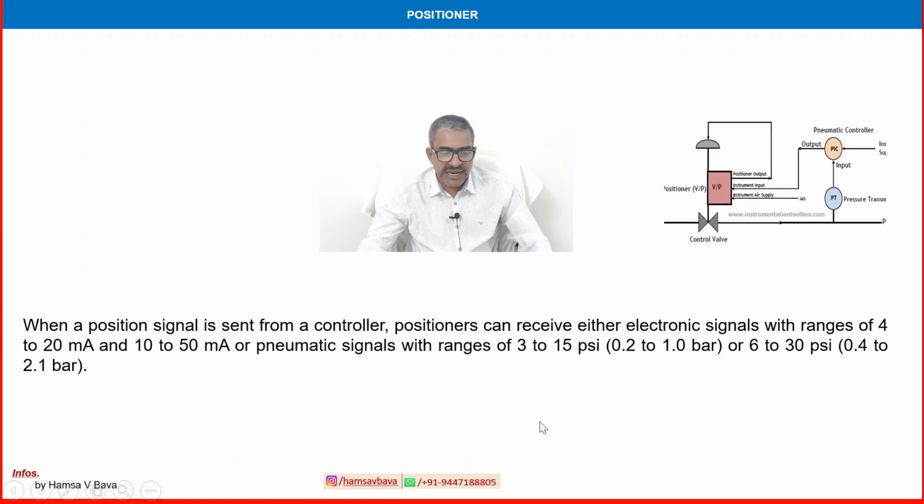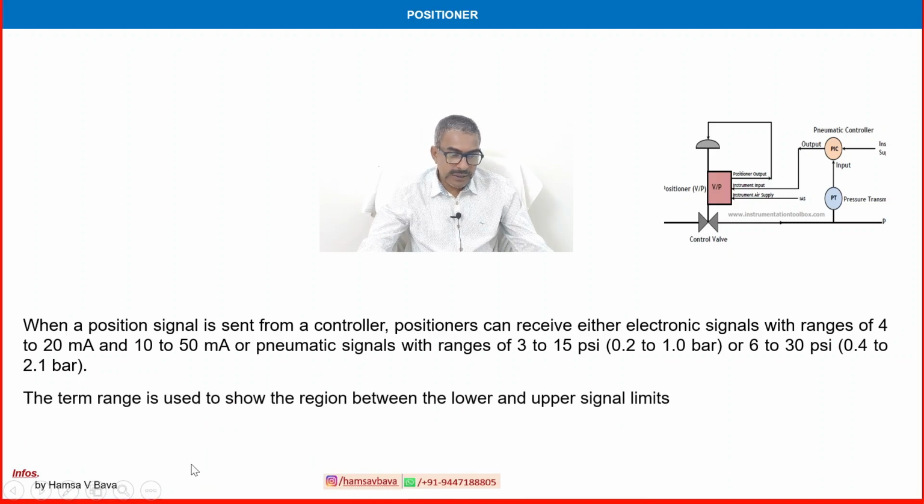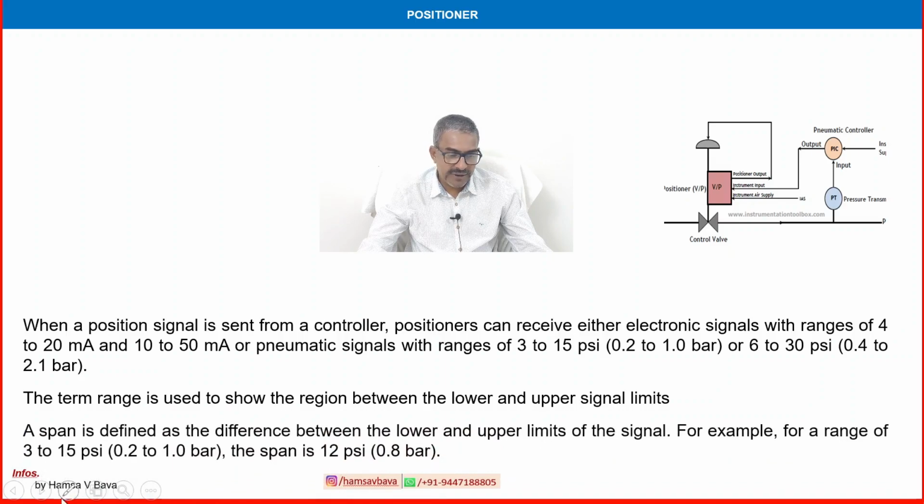When a position signal is sent from a controller, positioners can receive either an electronic signal with range 4 to 20 milliamps, which is very important, or a pneumatic signal of 3 to 15 psi. The term range is used to show the region between the lower and upper signal limit. A span is defined as the difference between the lower and upper limit of the signal. For example, a range of 3 to 15 psi means the span is 12 psi.